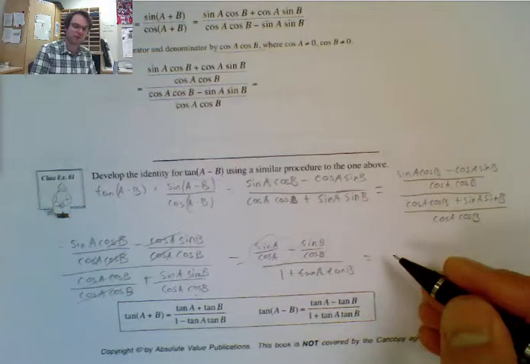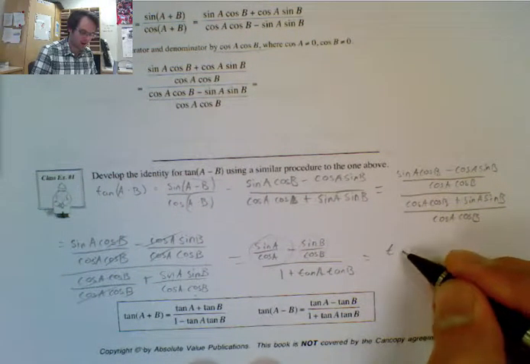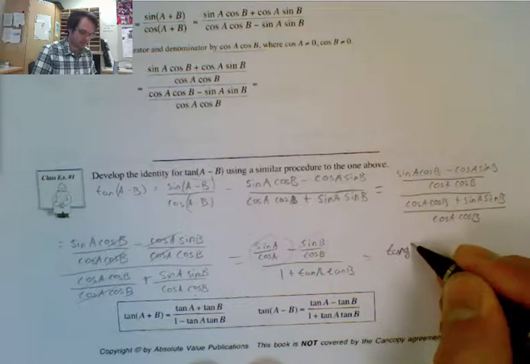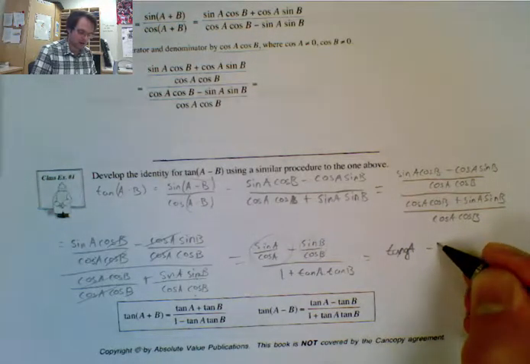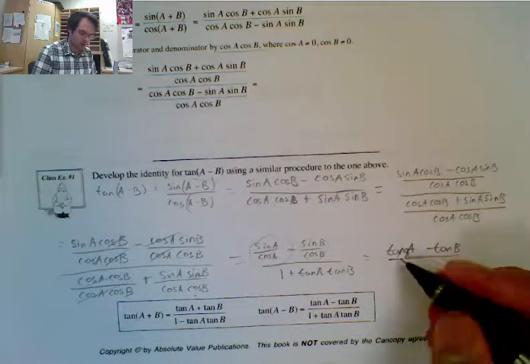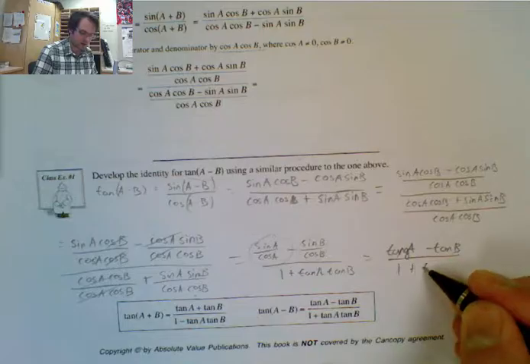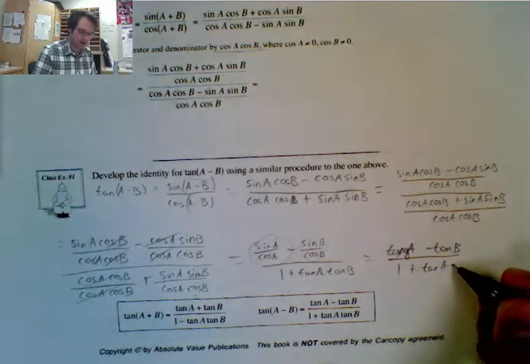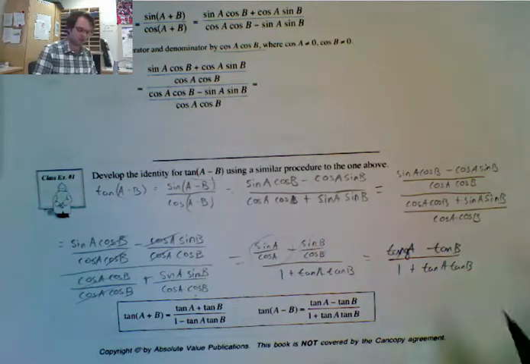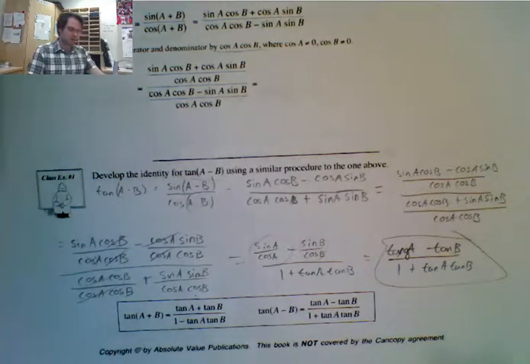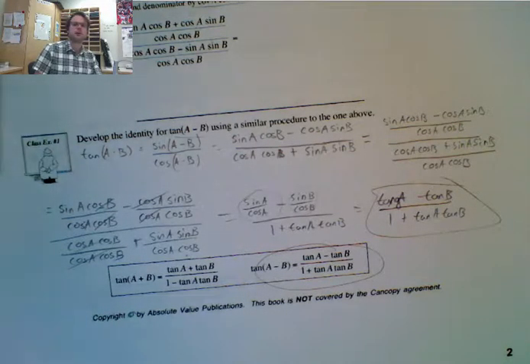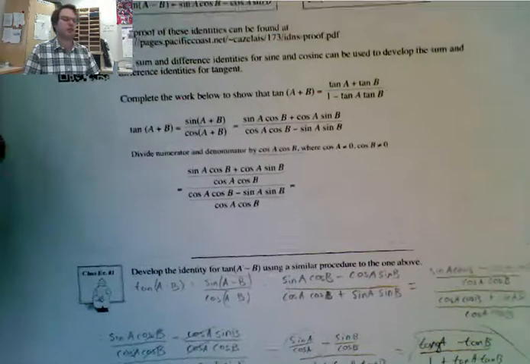So for my final step, we get simplified: tangent of A minus tangent of B, all over 1 plus tangent of A times tangent of B as my answer. And that is exactly what we get for the A minus B right there. So we just showed you how to do that.